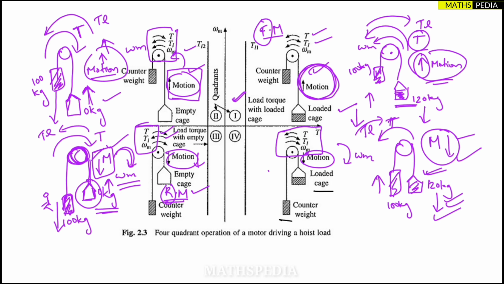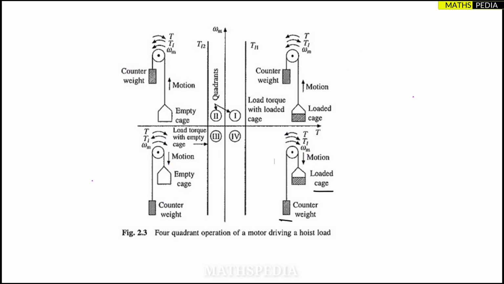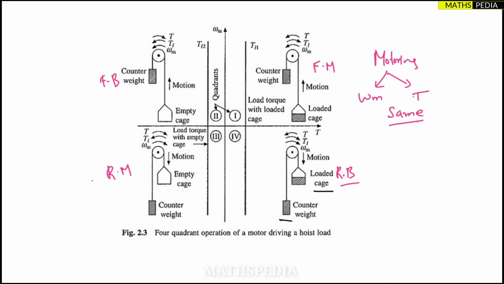Now I will tell you one trick to remember this direction of torque. Now coming to the trick part, simple. This first quadrant is forward motoring, second quadrant is forward braking, third quadrant reverse motoring, fourth quadrant reverse braking. This much you write first. Now remember, for motoring, important point, this is the trick: for motoring, the direction of omega m and torque will be the same direction.